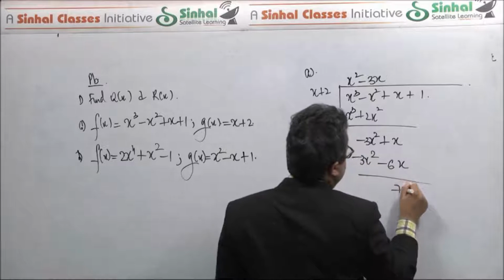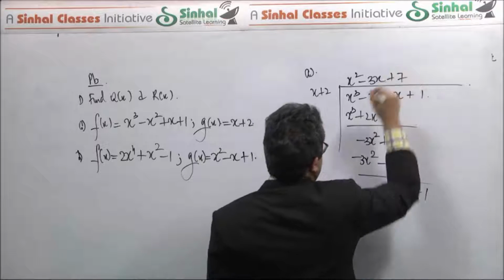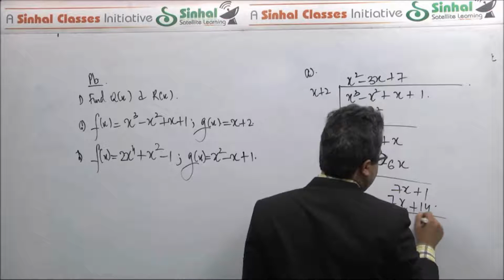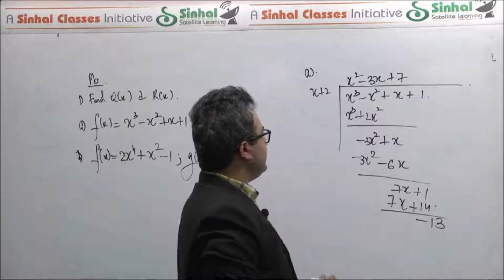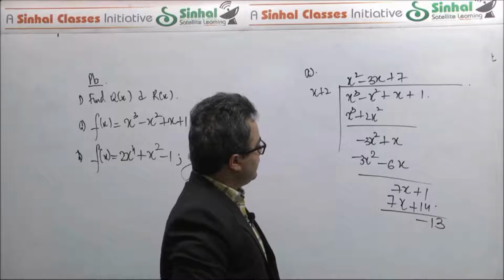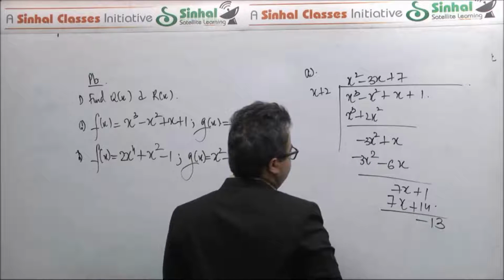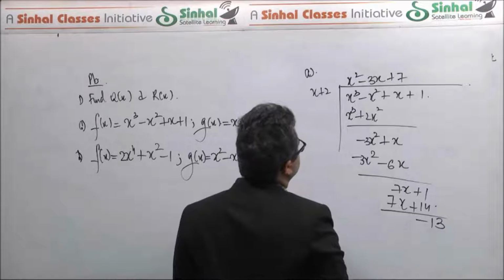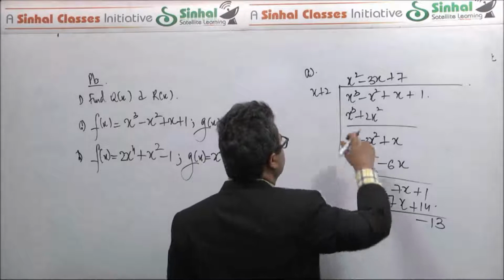Subtract, again divide these two, subtract. Now at this stage, obviously the division will necessarily have to stop. Let's just check our calculations again.